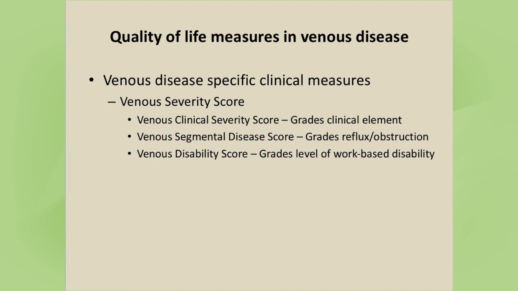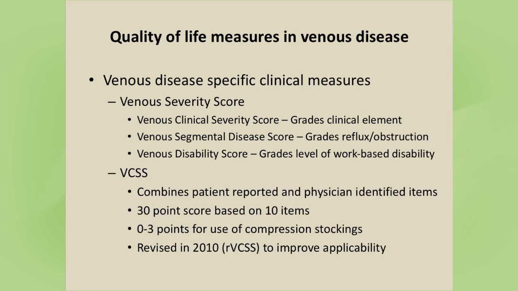Now, the venous clinical severity score is actually a part of a three-score group that goes by the term of venous severity score. The venous clinical severity score grades the clinical element. The venous segmental disease score covers the reflux obstruction, it grades that. The venous disability score grades the level of work-based disability. The VCSS combines patient-reported and physician-identified items. It's a 30-point score based on 10 items, and 0 to 3 points for the use of compression stockings is included in that. The score was revised in 2010 to improve applicability.